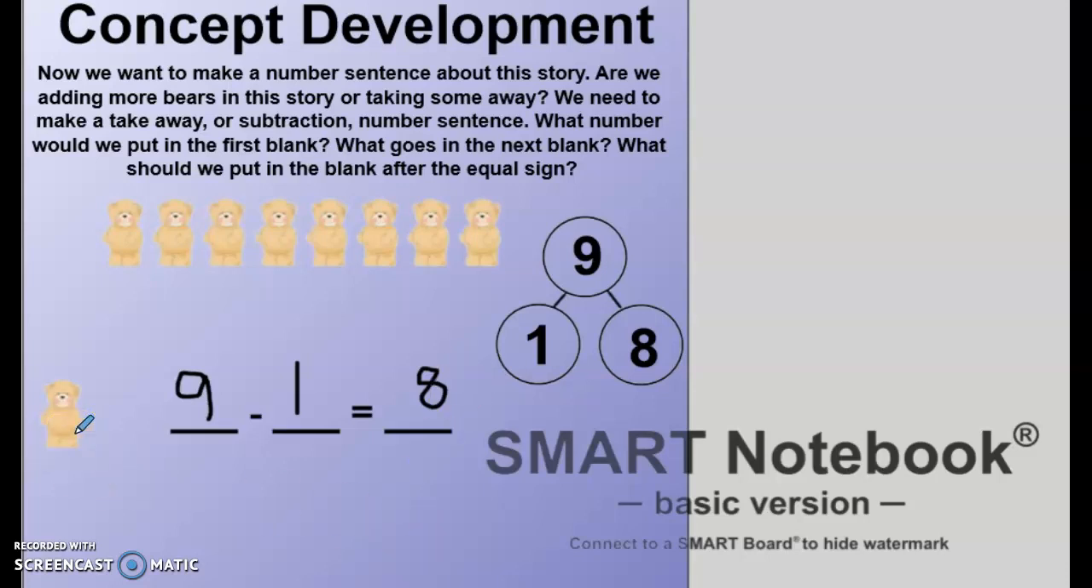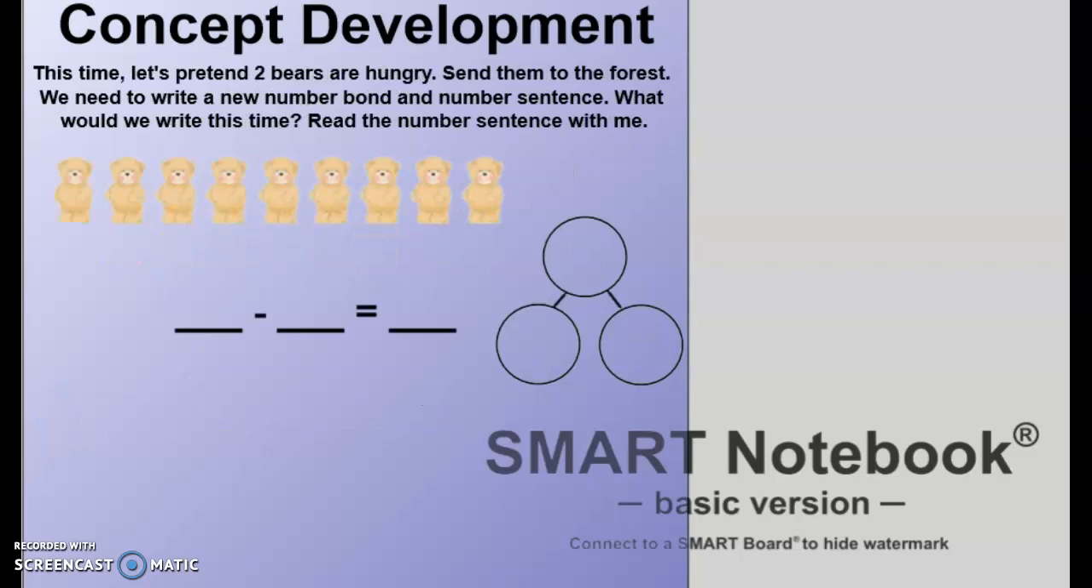So get whatever you have to write with and whatever you have to write on ready, and we will begin. All right, so here we go. Now this time we're going to pretend 2 bears are hungry and they're going to head to the forest. So we're going to make them head to the forest. They're going to walk over here. I want you to pause me, and I want you to fill in that number bond really quick. We've been doing number bonds for a little while now. So go ahead and fill in the number bonds, and then we'll work together through the number sentence.